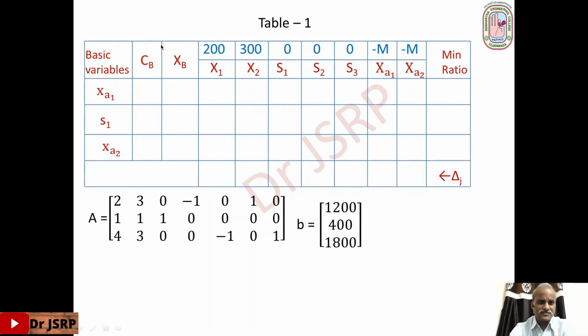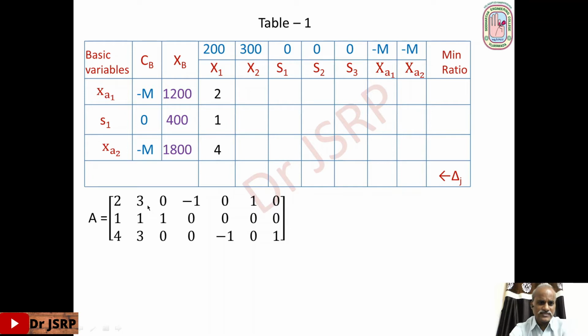Okay, right. What are CB? Cost of these basic variables. XA1 cost minus M, S1 slack variable cost 0, XA2 artificial variable cost minus M. Next XB, the solution, is small b. Small b is this one, 1200, 400, 1800. And x1 first column 2, 1, 4. Second column 3, 1, 3. Third column 0, 1, 0. That is S1 column 0, 1, 0. S2 column minus 1, 0, 0. S3 column 0, 0, minus 1.